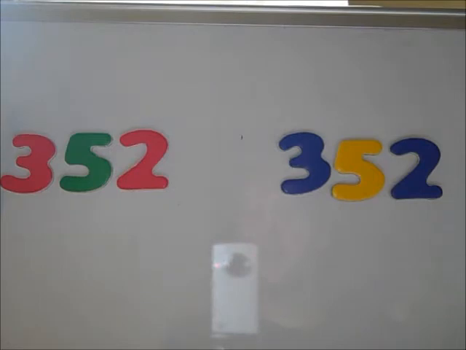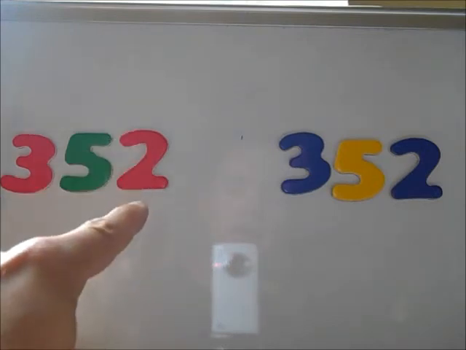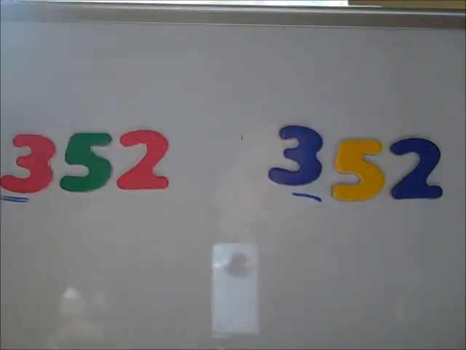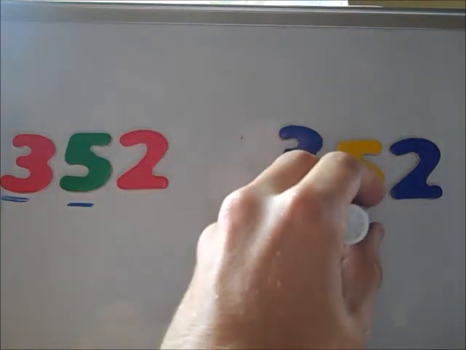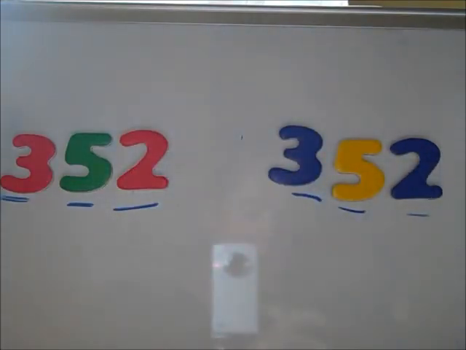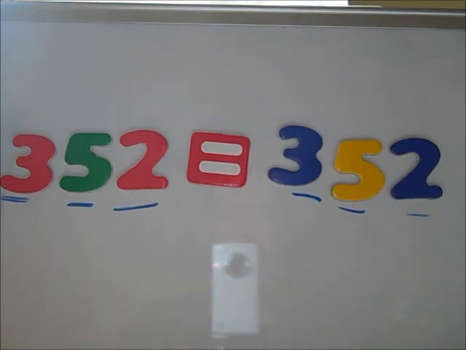Okay, think to yourself, what about these two numbers? Is 352 going to be greater than, equal to, or less than 352? Well, let's look at the hundreds place. In our hundreds place, the 3's are equal to each other. Well, let's look at the tens place. The 5's are equal to each other, and in the ones place, the 2's are equal to each other. So all we have to say is that 352 is equal to 352.